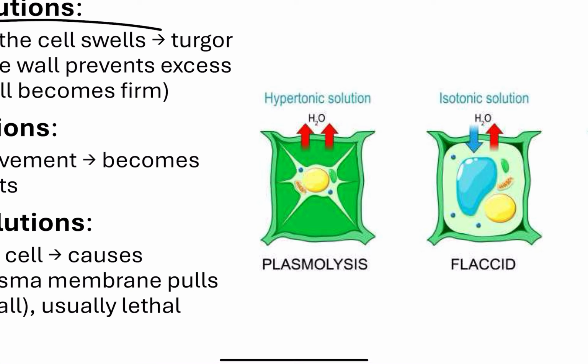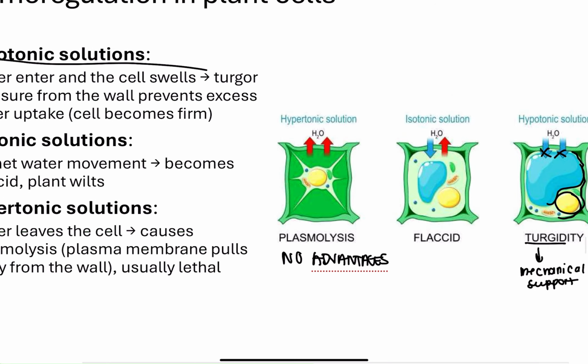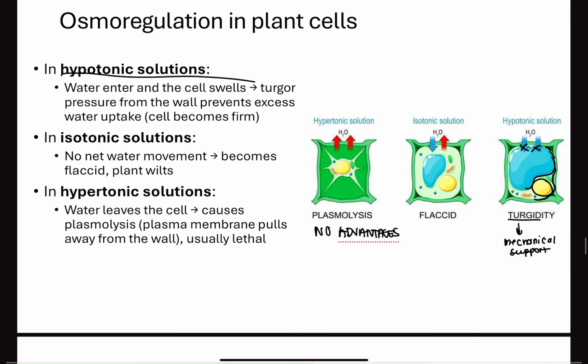the cell wall provides no advantages in hypertonic solutions. And this is because as that plant cell loses water, its volume shrinks. And eventually we get something called plasmolysis, which is usually lethal. And plasmolysis is when the plasma membrane separates from the cell wall.